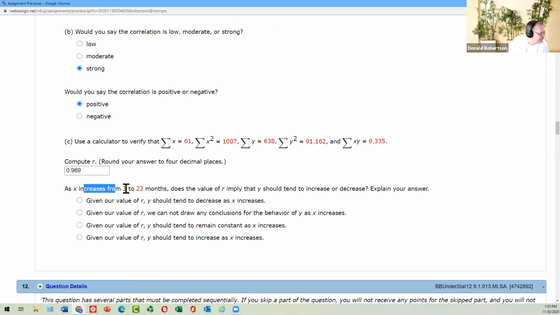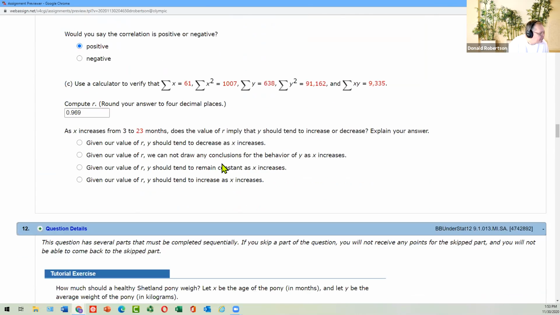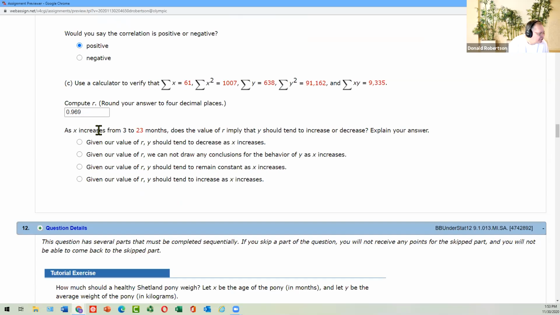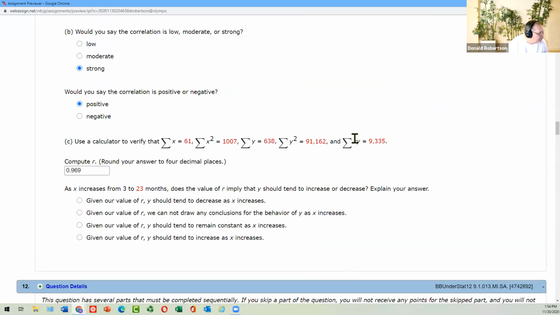Now, this phrase here is a little bit cryptic, so let's try and make it English. Can you imagine X being this direction, right? So X is the age and Y is the weight. So as the age increases from 3 to 23 months, does the value of R, which is 0.969, imply that the height should tend to increase or decrease? Well, if I just look at my picture, it's pretty obvious. Age, height. Age increases, height increases.